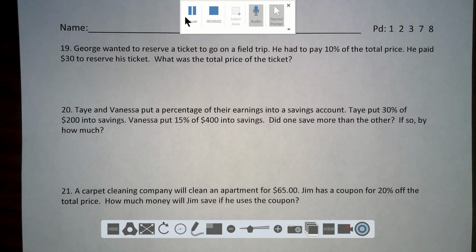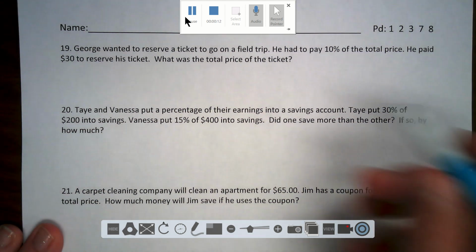Number 19, George wanted to reserve a ticket to go on a field trip. He had to pay 10% of the total price. He paid $30 to reserve his ticket. What was the total price of the ticket?